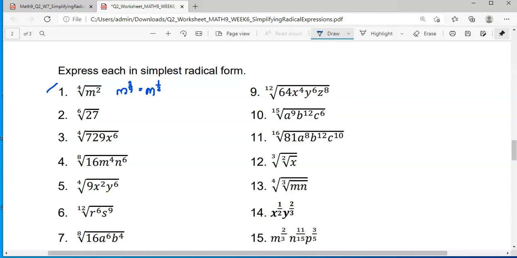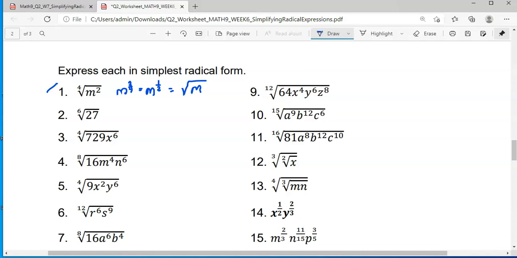Then, ang gagawin natin, ibalik na natin sa radical. So, magiging square root of m. Hindi na natin lalagay yung index na 2, then yung exponent na 1. So, magiging square root of m.